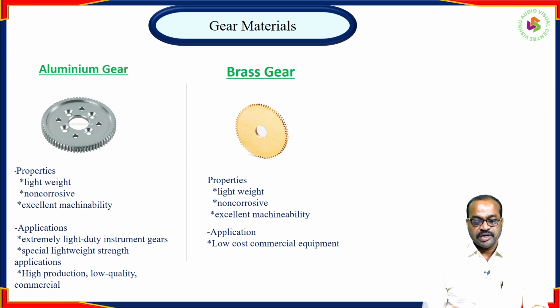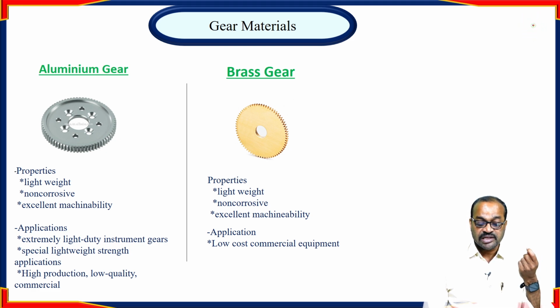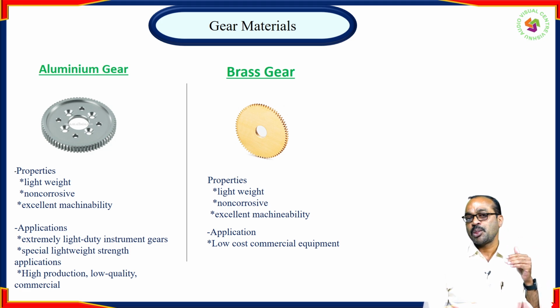First one is the aluminum gear. You can see the image is made of aluminum. The major property is that it is lightweight. Aluminum is a lightweight, non-corrosive material with excellent machinability. So these are all the positive points of aluminum gears. As for applications, we use these aluminum gears in extremely light duty instrument gears, special lightweight strength applications, and where we require high production at low quality commercially. Okay, so these are the applications of the aluminum gear.